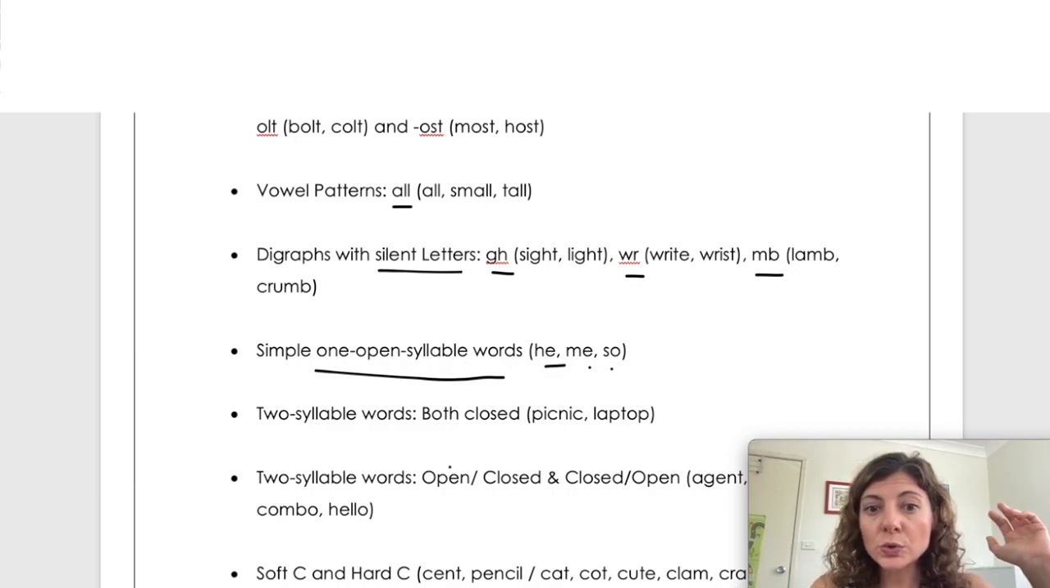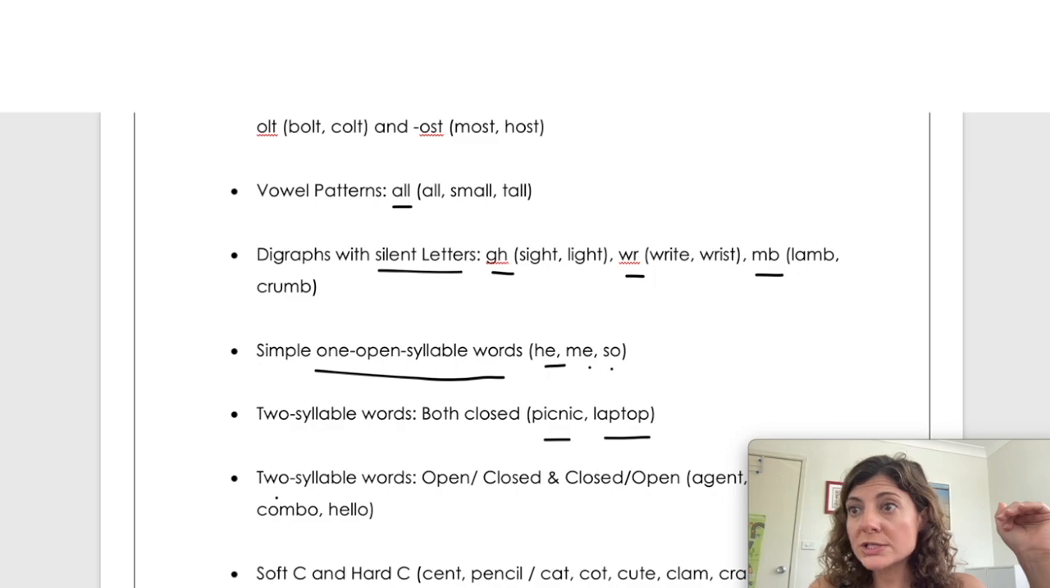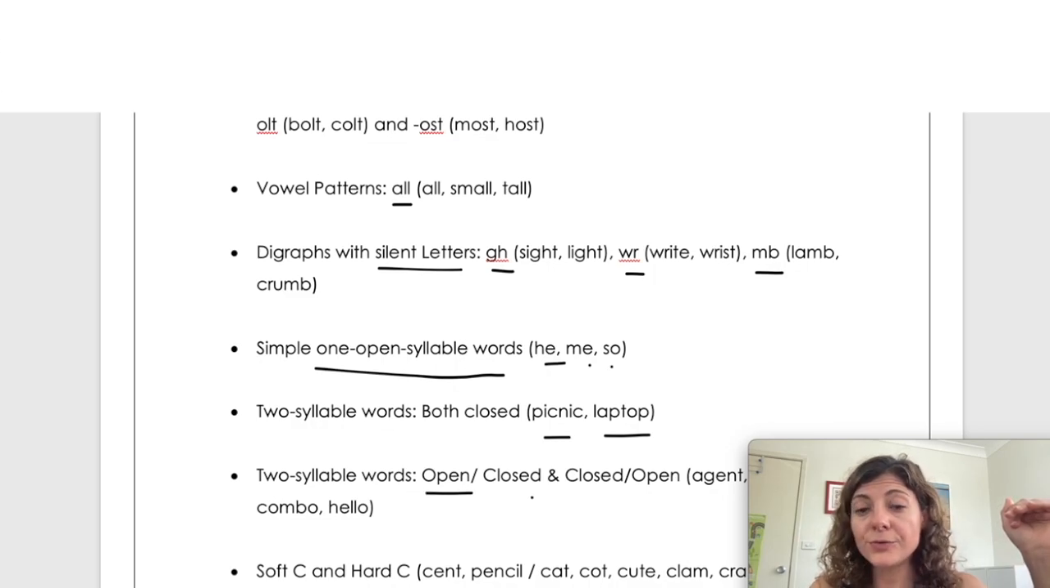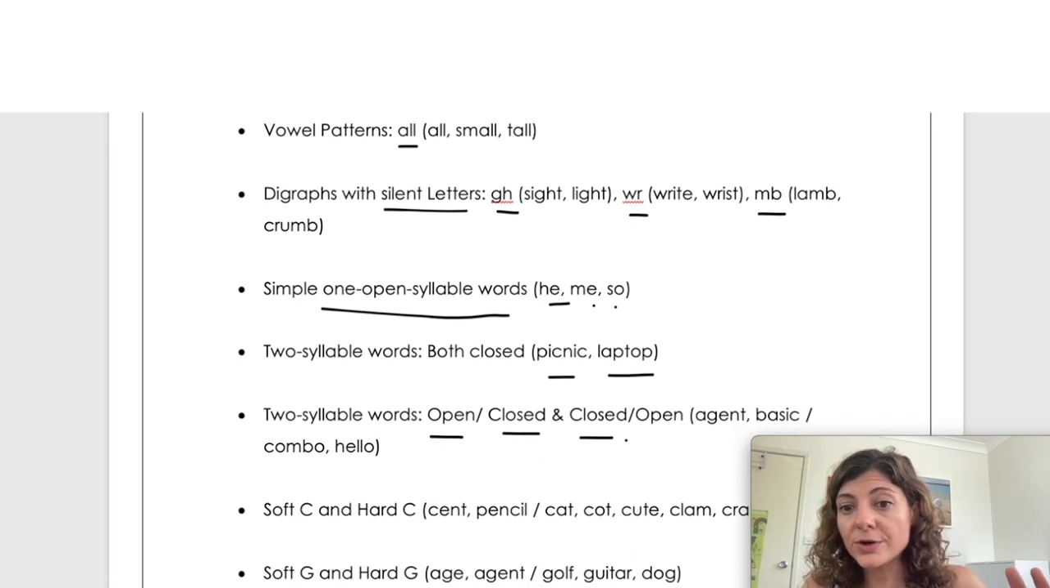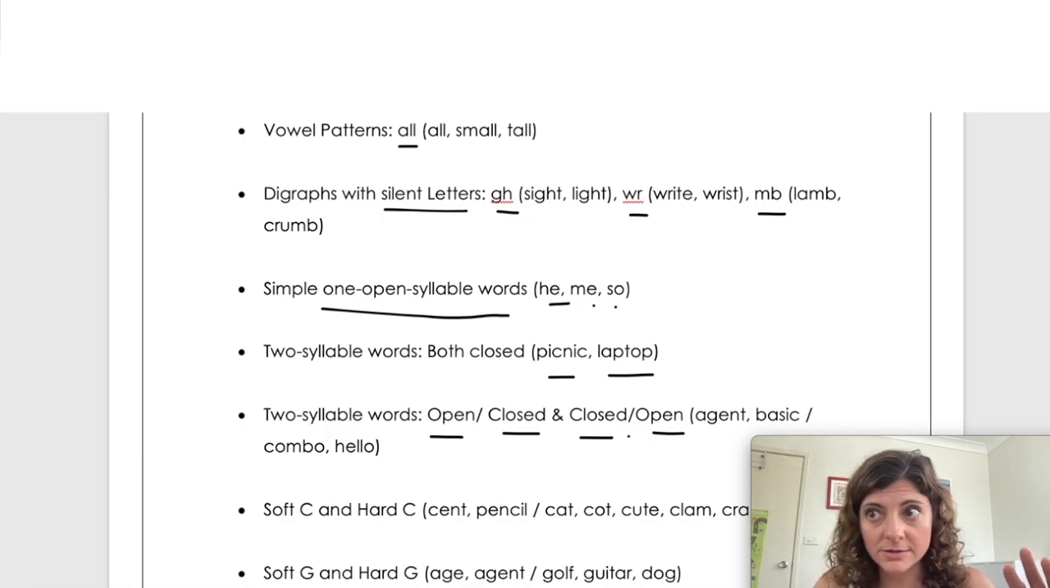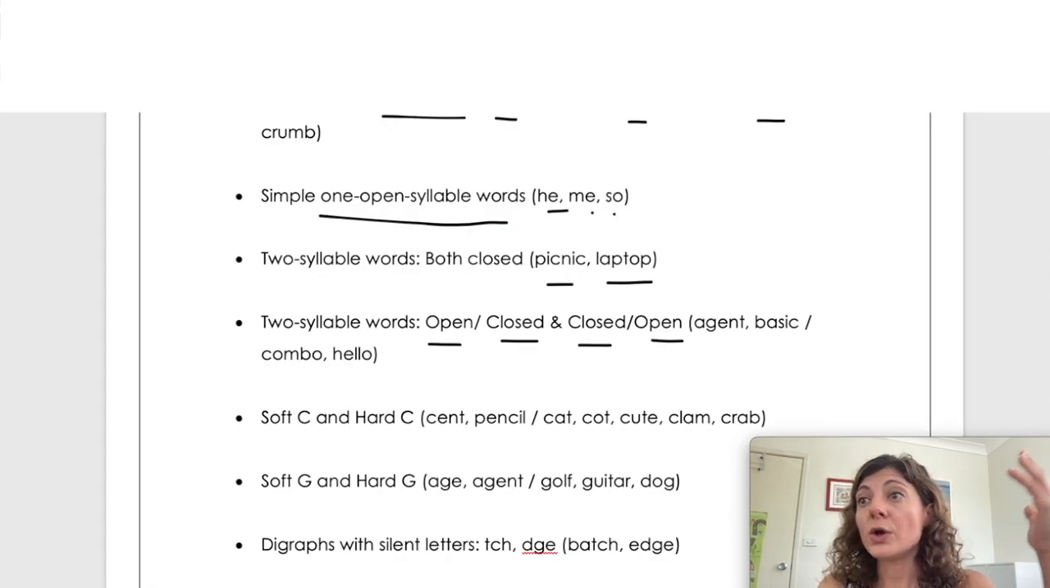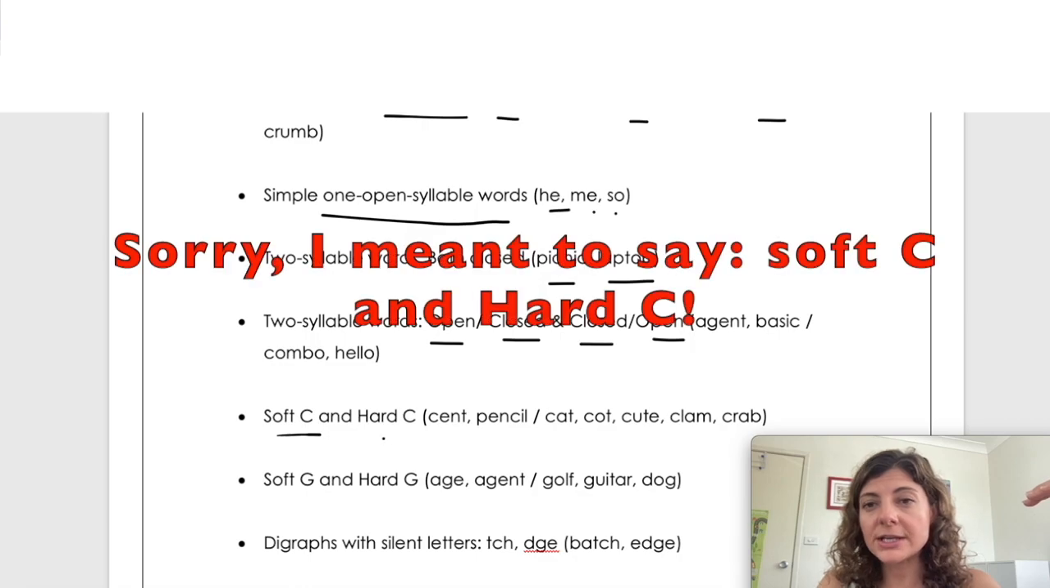Two-syllable words with two closed syllables, such as the words picnic or laptop, is next. We move on to two-syllable words with an open syllable first and a closed syllable second, or with a closed syllable first and an open syllable second. In other words, at this point, we are learning how to read more challenging multi-syllable words. We're also learning how to divide syllables and how this has an effect on how we read the vowels in these syllables. Next is the rules for soft G and hard G.